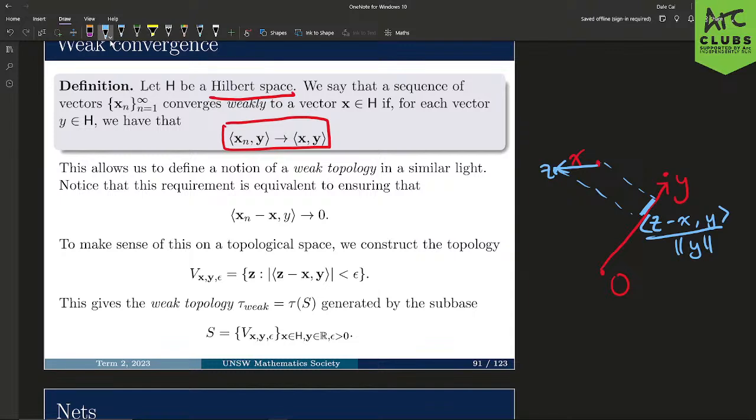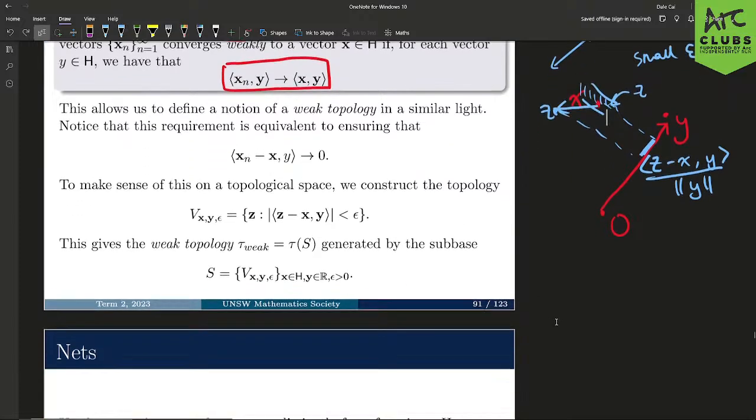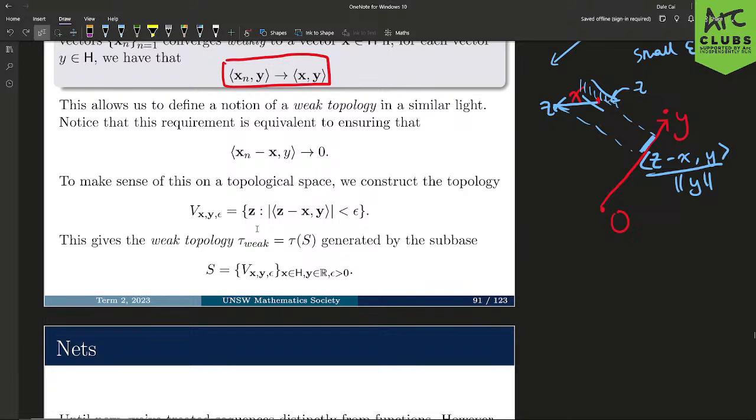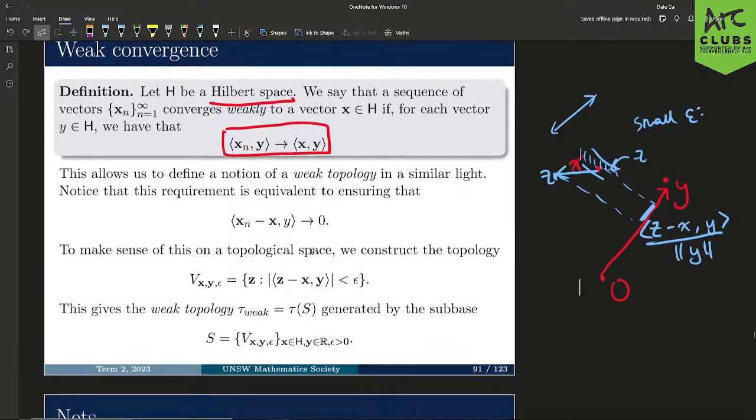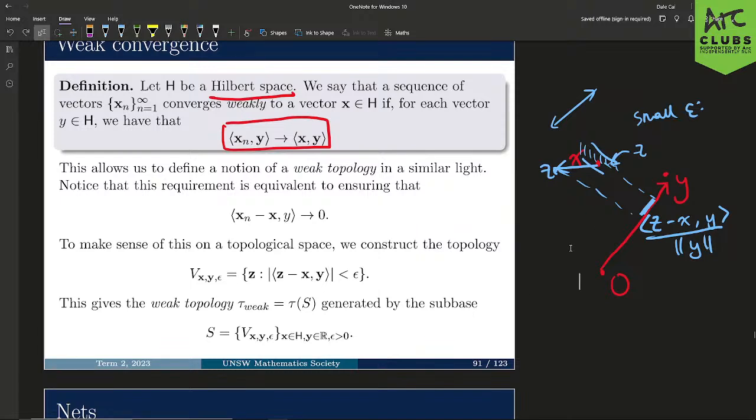And so you can see that if we have the gates, or I'll just call them gates, the inner product of z minus x with y less than epsilon, that kind of puts a restriction on how narrow this has to be. Okay, and the narrower this is, the closer z is going to have to be to x in this direction. So for small epsilon, it forces z to be somewhere within this region. And so if you do this for all y, because remember this has to be true for all y, then eventually that means that z is going to have to converge to x in some sense. And yeah, you can prove that the topology generated by this is the same thing. Convergence in that topology is equivalent to convergence in the weak sense.